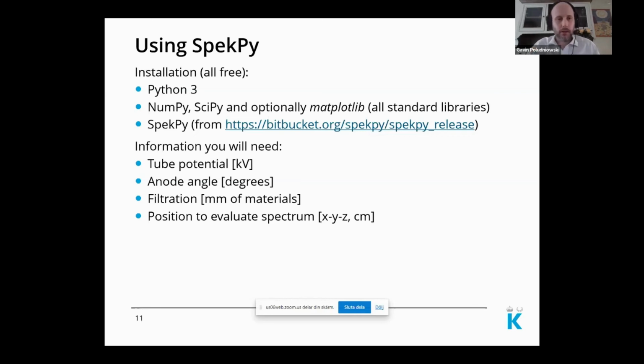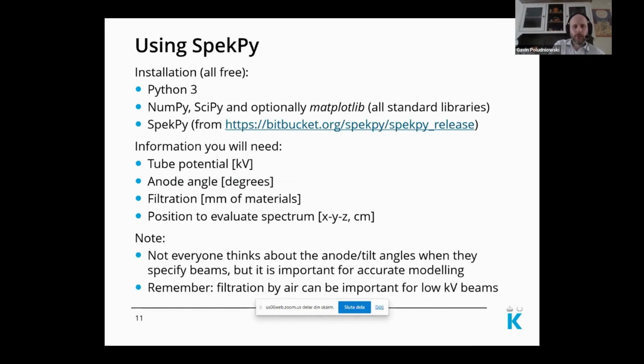This is what you need to know. Firstly, you need the tube potential. Secondly, the anode angle. And thirdly, you need to know the thickness of filtration of the materials. There's a fourth one here, although it's optional, which is the position to evaluate the spectrum. By default, it does it on the central axis at 100 centimeters from the focus, but you can specify an arbitrary position.